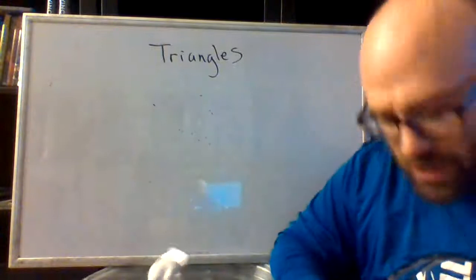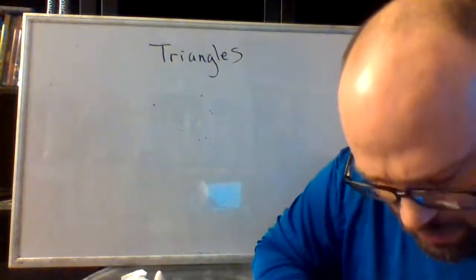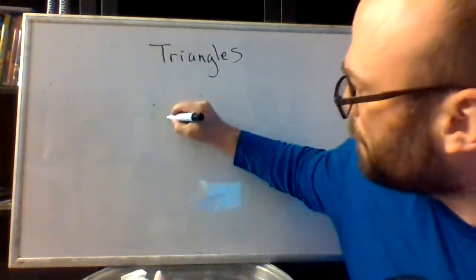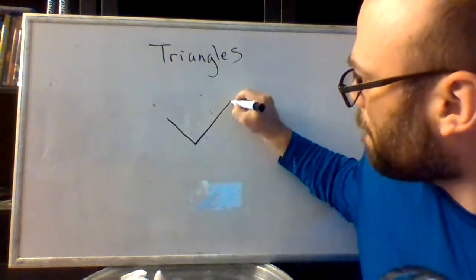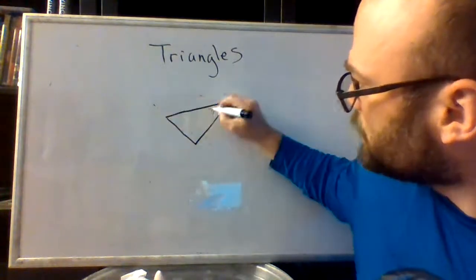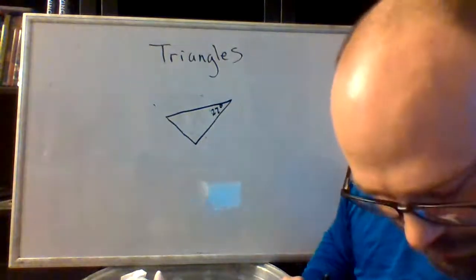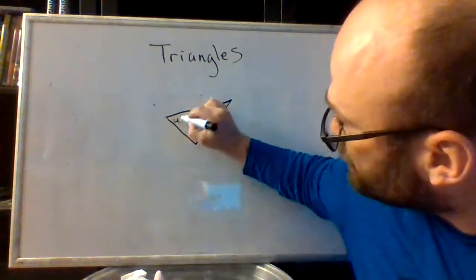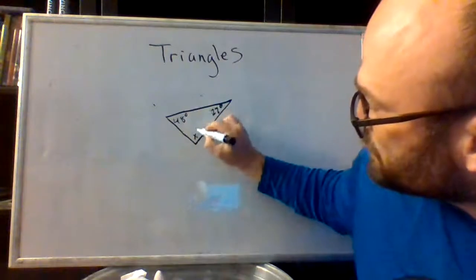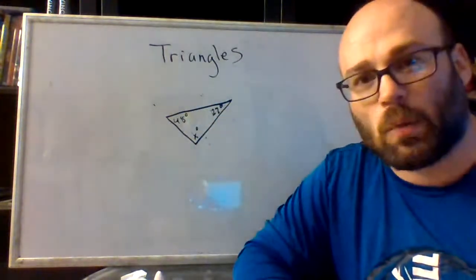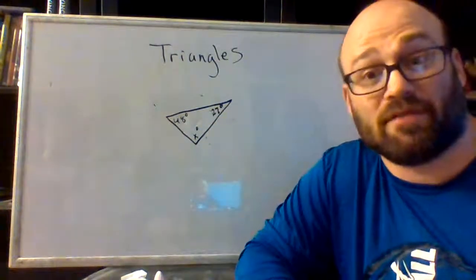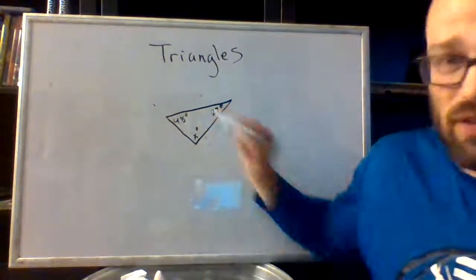So let's look at another one. We're going to say this is 27 degrees right there, and this is 48 degrees, and this is X degrees. Now, we already know which side is the biggest side, so we want to take that into effect. This side's huge. Okay.